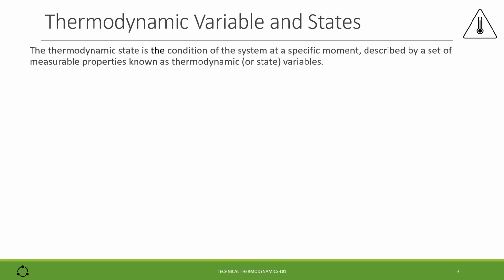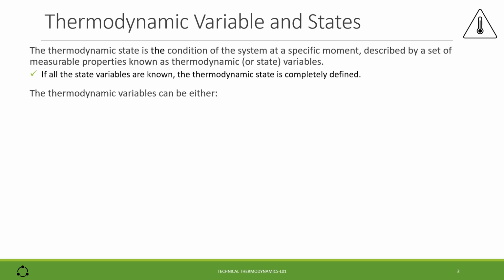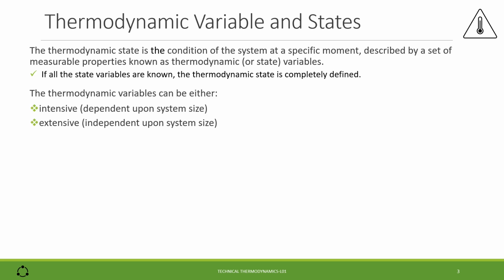The thermodynamic state is the condition of the system at a specific moment, described by a set of measurable properties known as thermodynamic or state variables. If all the state variables are known, the thermodynamic state is completely defined. The thermodynamic variables can be either intensive, independent of system size, or extensive, dependent upon system size.